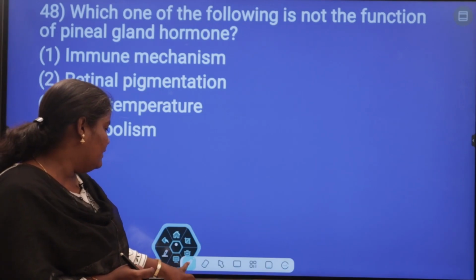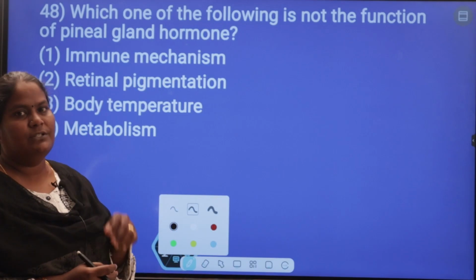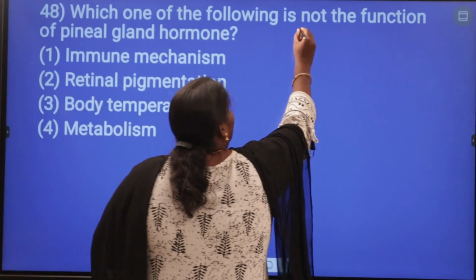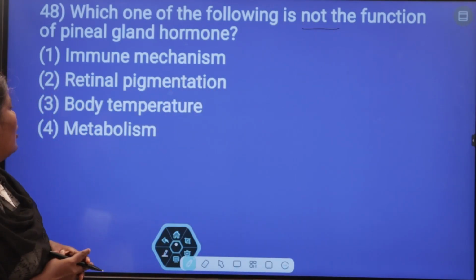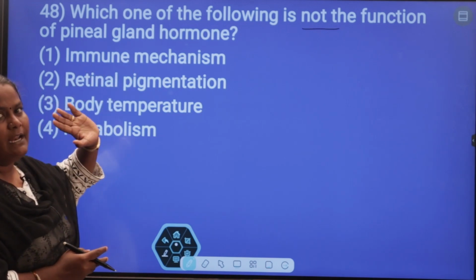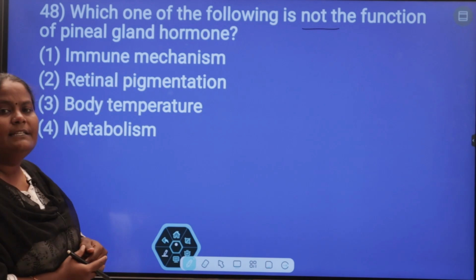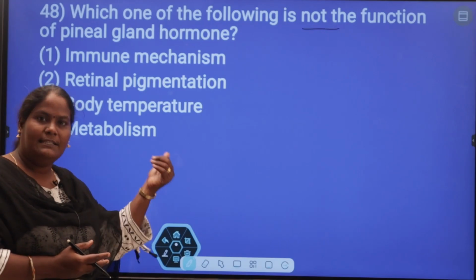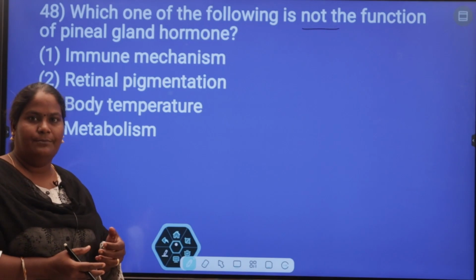Usually students might get confused. They are frequently observing this as a function of the pineal gland, but the question is asking about the not the functions of the pineal gland hormone. It is involved in the immune mechanism. Yes, of course, along with the hypothalamus, it is involved in body temperature, and of course in the basal metabolism and all that.